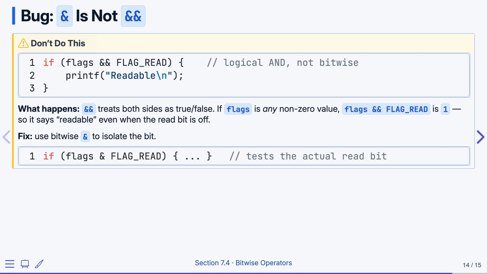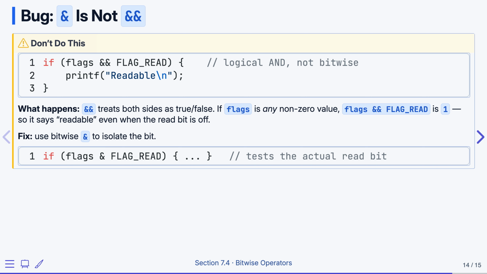Let's finish with the most dangerous bitwise bug, confusing single ampersand with double ampersand. You write if flags double ampersand FLAG_READ. You meant to test the read bit, but double ampersand is the logical AND. It treats both sides as simply true or false. If flags is any non-zero value at all, the whole thing is true, so it prints readable even when the read bit is off. The fix is the single ampersand, the bitwise AND.